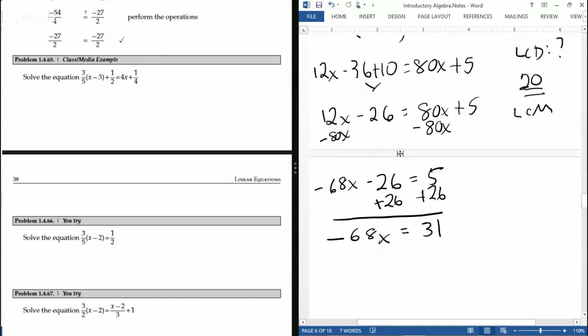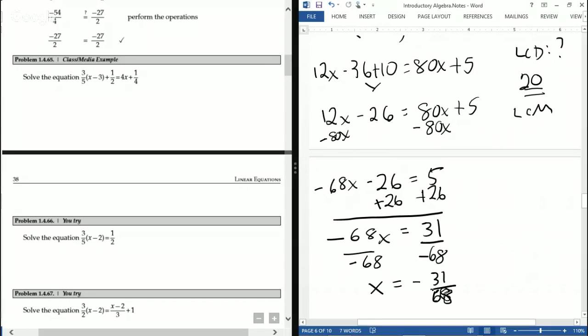And now all I have to do is divide both sides by negative 68. If I divide both sides by negative 68, I get x is equal to negative 31 over 68. Final answer. Notice how the negative 68 originally became a positive 68, and I just brought the negative up because a positive divided by negative makes a negative. Final answer. And I cannot reduce that. 31 does not go into 68.